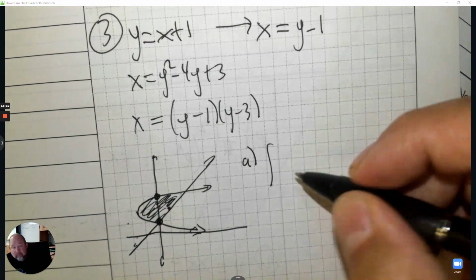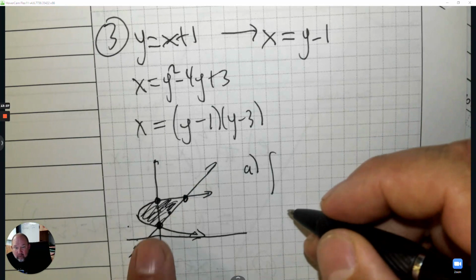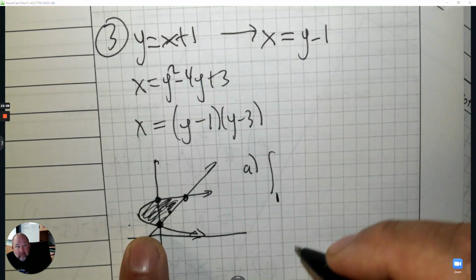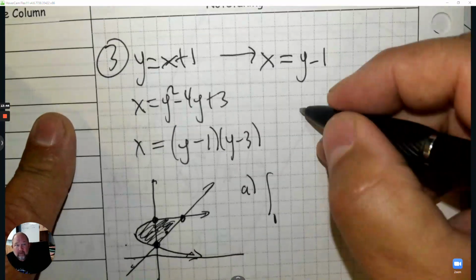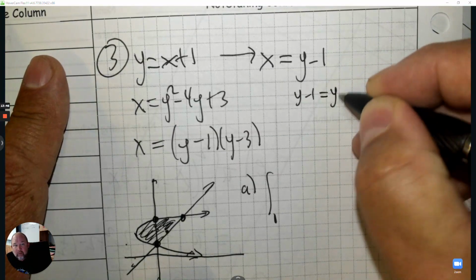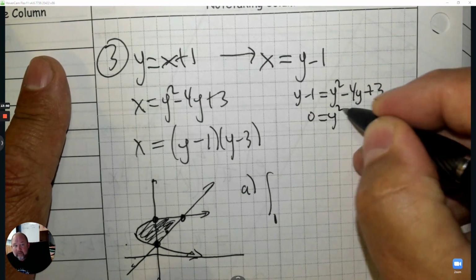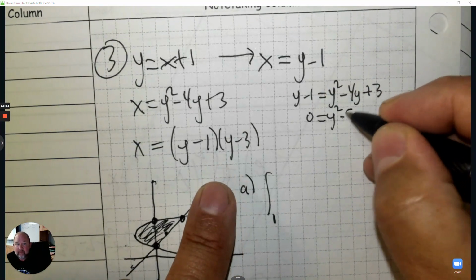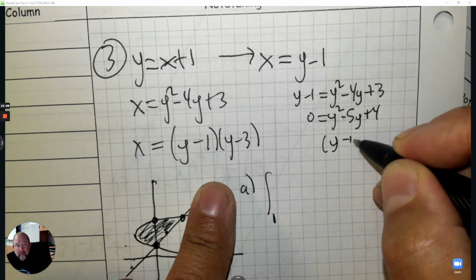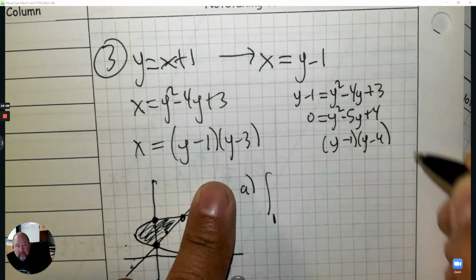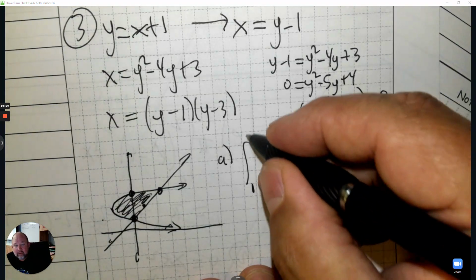So the setup in terms of y, I need to know this y coordinate and that y coordinate. Well, I know the bottom y coordinate's 1. For the other one, I need to make it equal to each other. So I'm going to go y minus 1, and I'm going to make it equal to y squared subtract 4y plus 3. And I'm going to solve it. So I'm going to combine like terms. So I'm going to subtract 1. That's -5y. I'm going to add 1. And then I'm going to factor this. So that's -1 and -4. So when I solve it, that means the bounds are going to go 1 to 4.